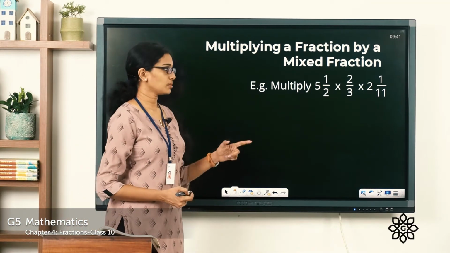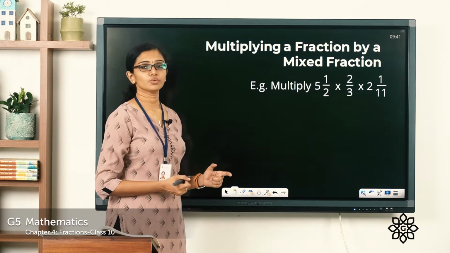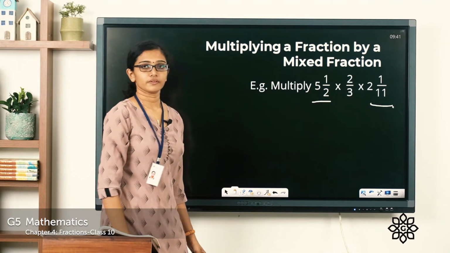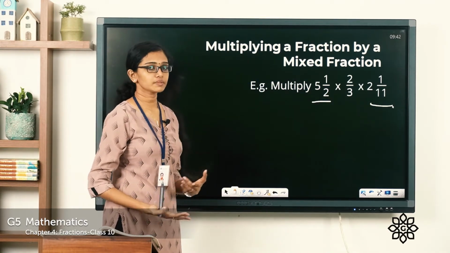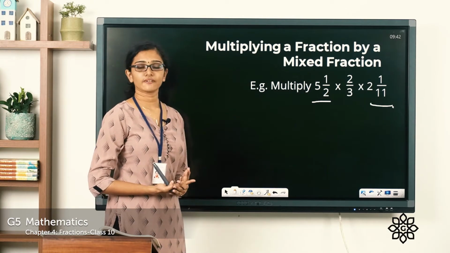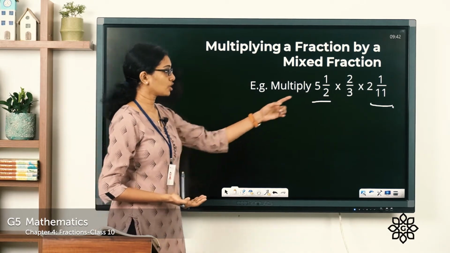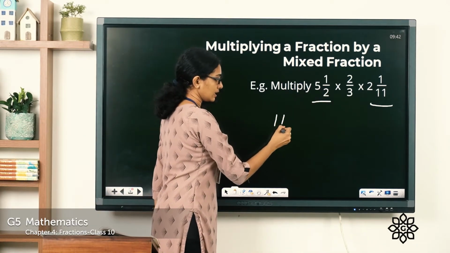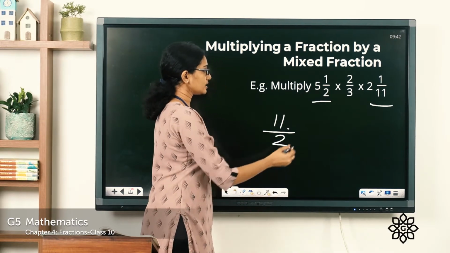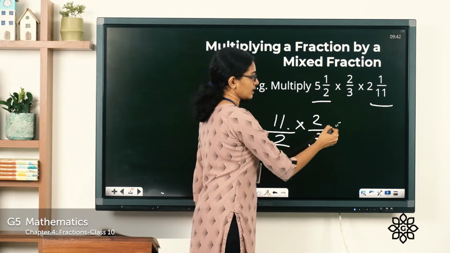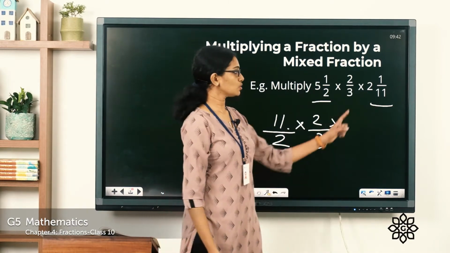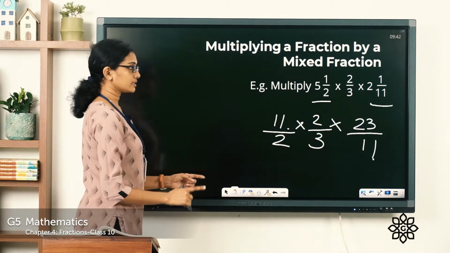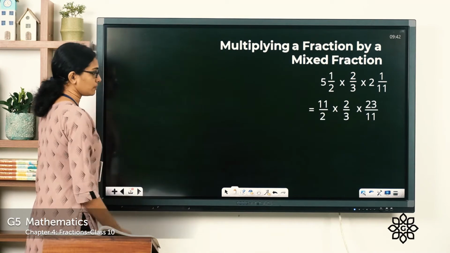Multiply 5 1 by 2 into 2 by 3 into 2 1 by 11. So you have two mixed fractions here, and we have a proper fraction. Now let's follow the steps. The first step is to convert the given mixed fractions to improper fractions. So how do you convert this one? 5 1 by 2: 2 into 5, 10, plus 1, it is 11 by 2. And here you have 2 by 3. 11 into 2, 22, plus 1, it is 23. So it is 23 by 11.